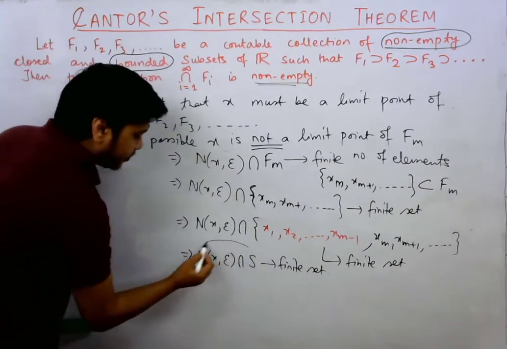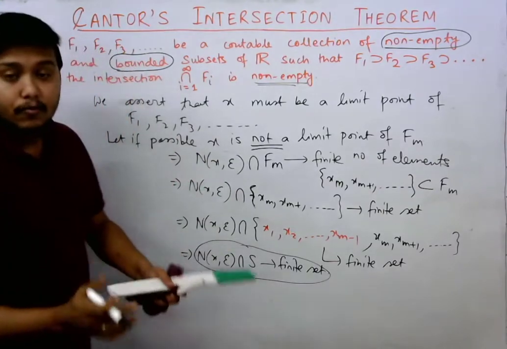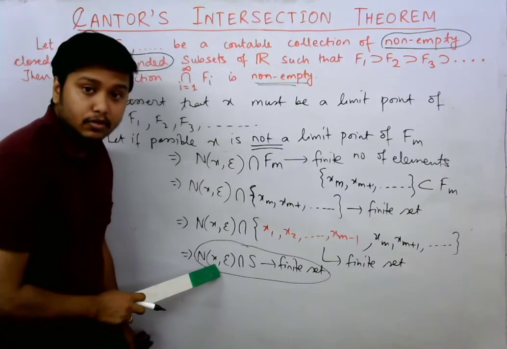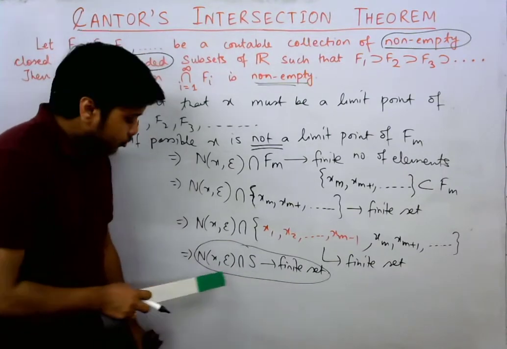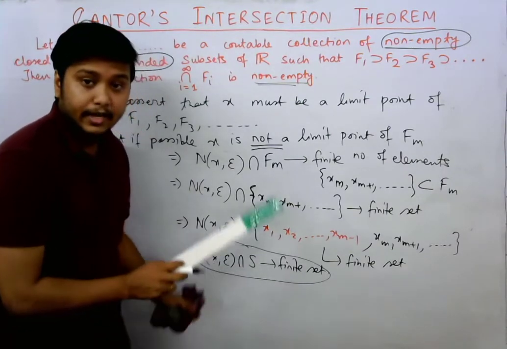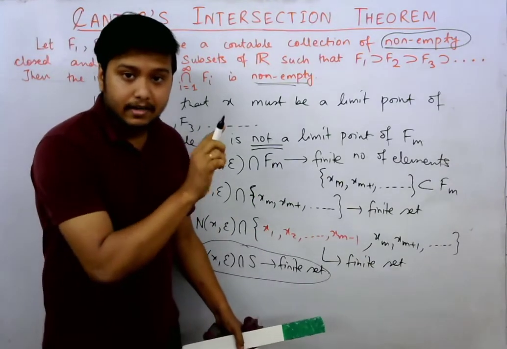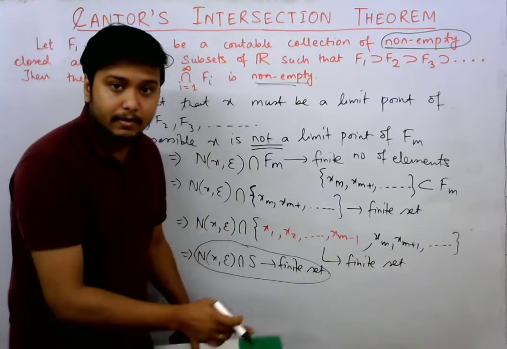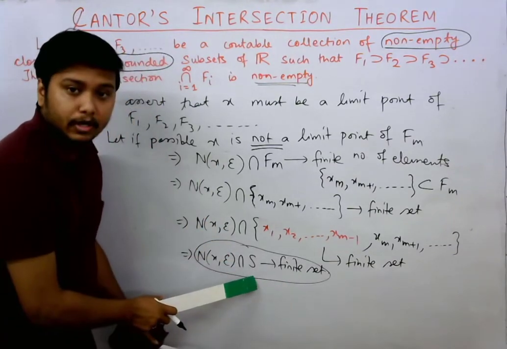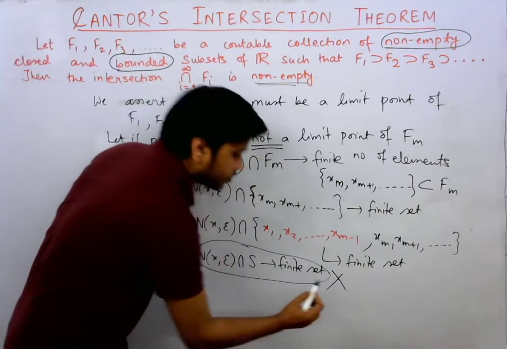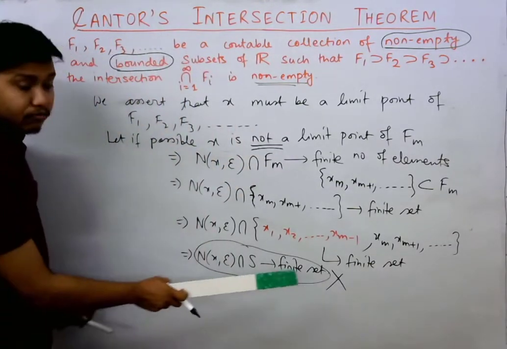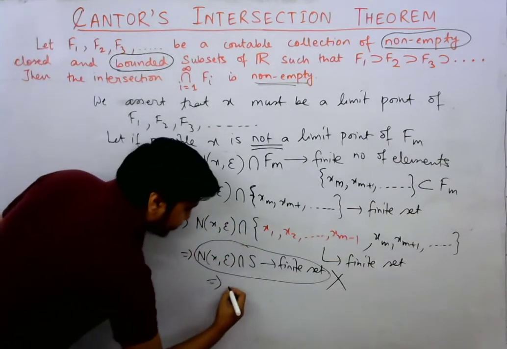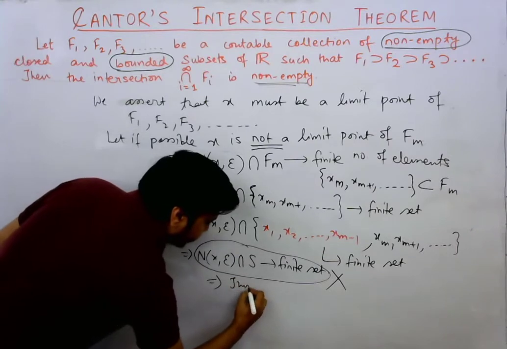Now is this possible? This is not possible. Why? Because this element x was the limit point of S. So if x was the limit point of S, I already told you in the number 1 numbering which I made, that this intersection contains an infinite number of elements because x is a limit point of S. So this is not possible, right? Because this intersection was already infinite, which I have claimed in number 1. So this implies a contradiction.